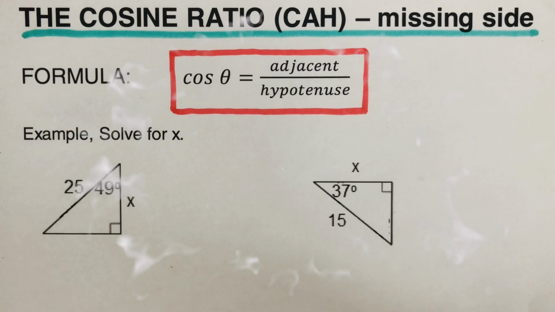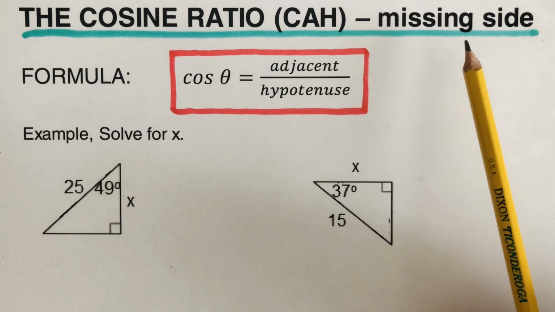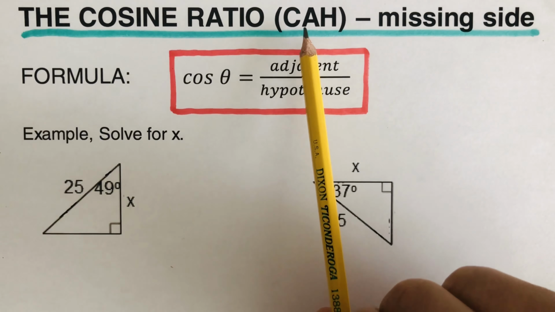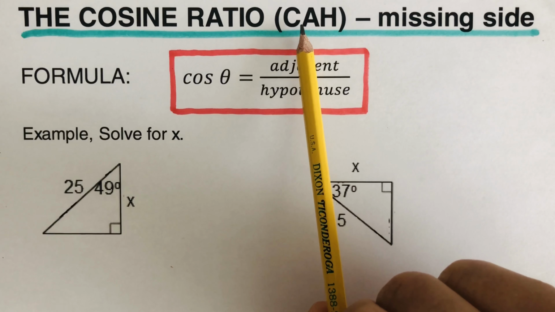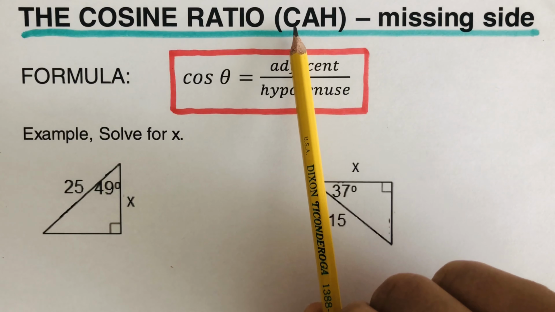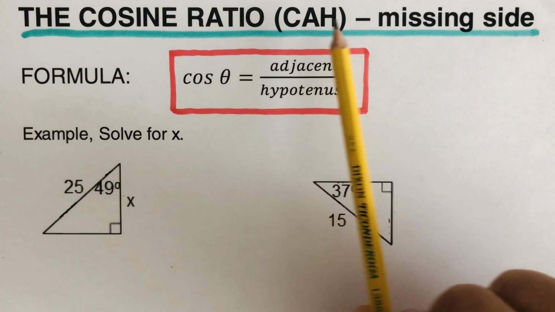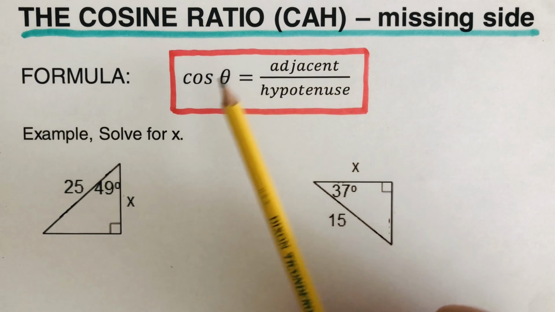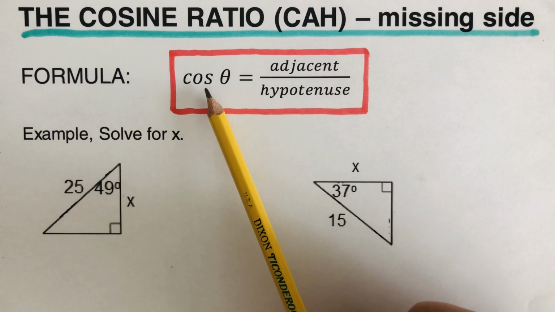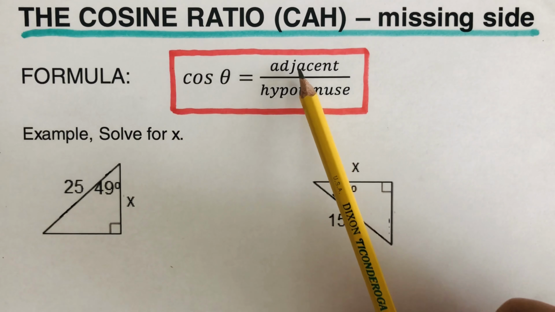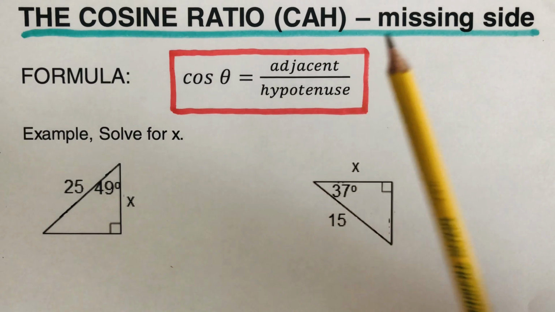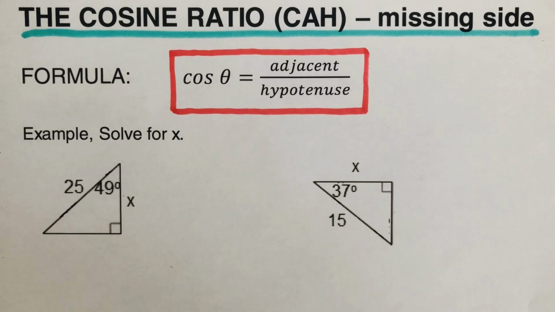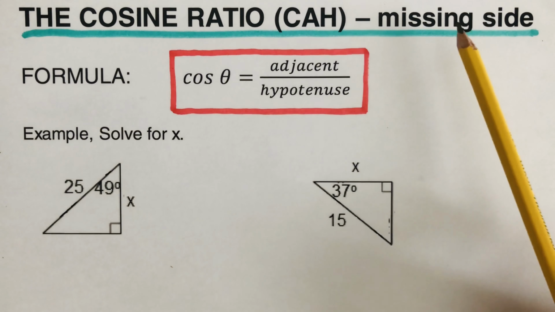Everyone. Today we will be determining the missing side using the cosine ratio. So I put here CAH as an acronym. This means cosine is adjacent over hypotenuse, because this is the formula to find cosine theta, that is adjacent side over hypotenuse.